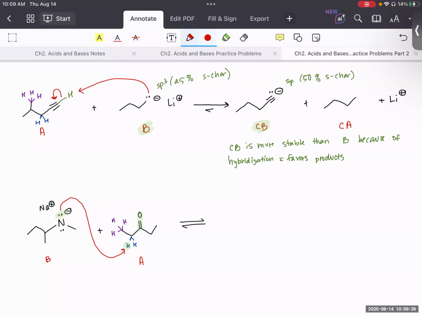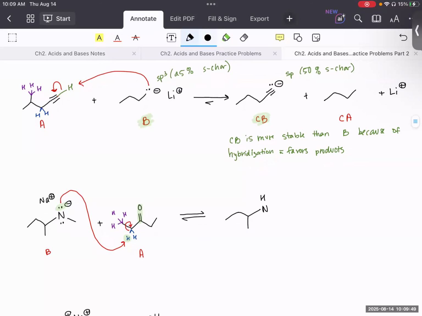And so our first arrow is going to be to draw the formation of that bond between the nitrogen lone pair and the hydrogen. Next, we have to break the carbon-hydrogen bond. So we'll draw an arrow from the carbon-hydrogen bond to the next door atom, which is that carbon right there. So next we can draw our products, which will be something like this.